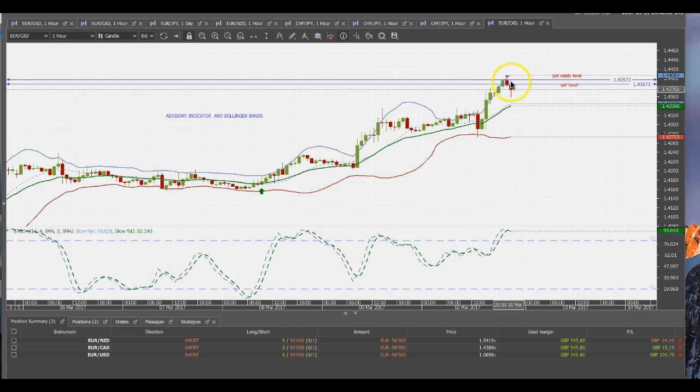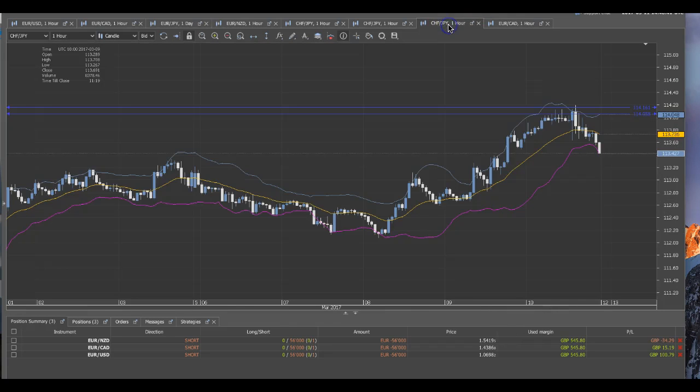So this is an easy trade to take, knowing that at the end of the day, market is hitting a strong resistance. The advisory indicator is giving us a sell signal. So I just use the Bollinger Band to confirm with the advisory indicator, or vice versa, using the advisory indicator to confirm what the Bollinger Bands are telling me. Okay, let's look at a couple of other pairs.